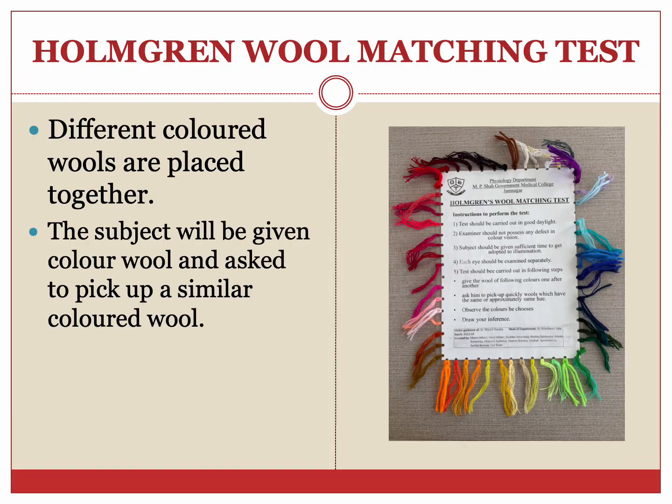Okay, so next is Holmgren wool matching test. What we have to do in this test, the person has to basically match the kind of wool that the examiner is holding. So different color wools will be placed together, and the subject will be given a colored wool and will be asked to pick a similar colored wool from the bunch of wool that he is holding.